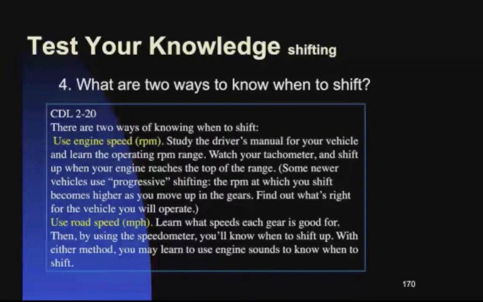Some newer vehicles use progressive shifting. The RPM at which you shift becomes higher as you move up in gears. Find out what's right for the vehicle you will operate. Use road speed, MPH. Learn what speeds each gear is good for. Then, by using the speedometer, you'll know when to shift up. With either method, you may learn to use engine sounds to know when to shift.